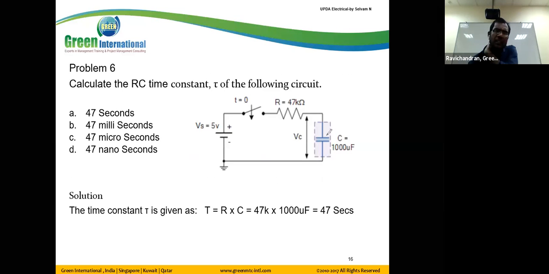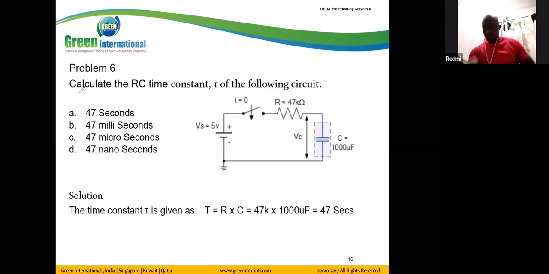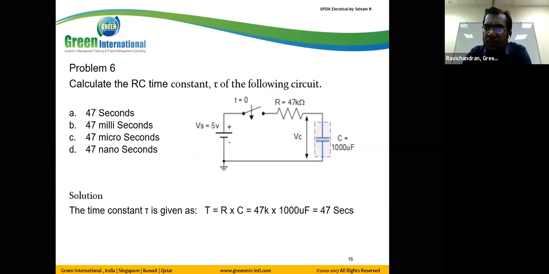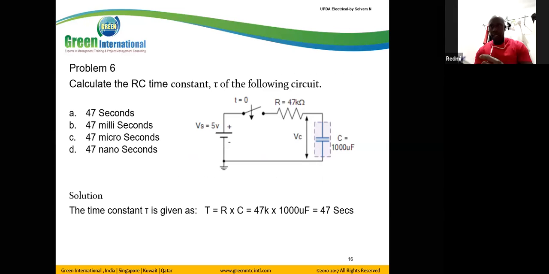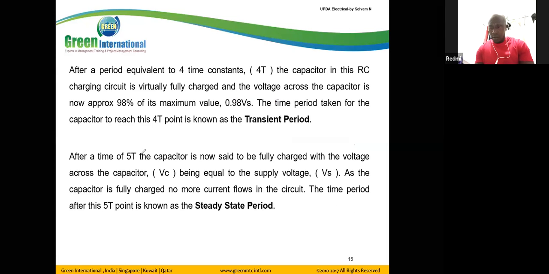Hello? Hello? Hello, yes? Yes, sir. Can you repeat that again? Can you repeat that again for discharging of the capacitor? Can you repeat it for discharging?